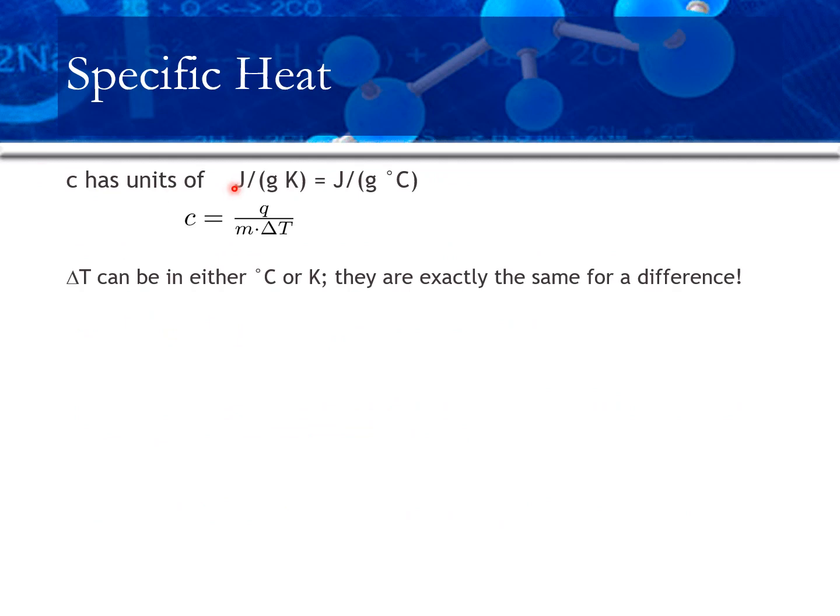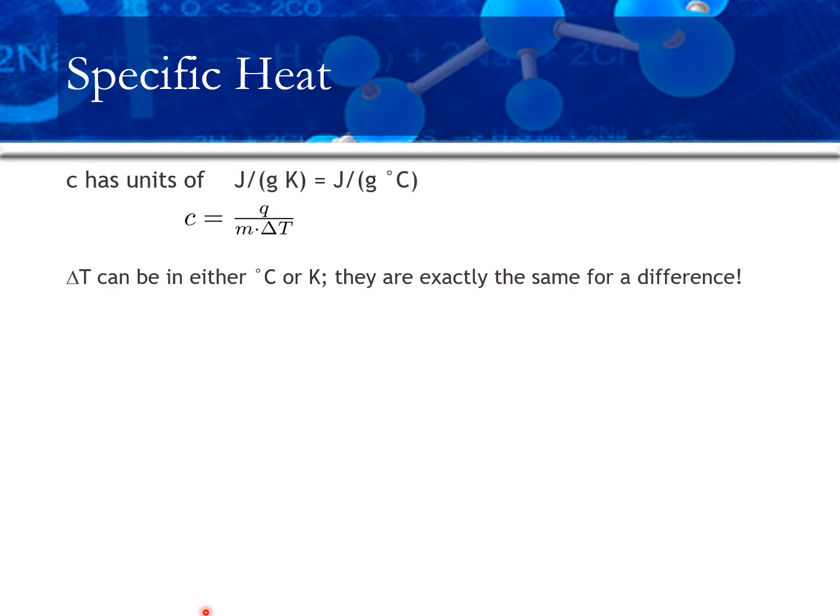So we know it has units of joules per gram Kelvin by the definition, and that's the same thing in this case as joules per gram degree Celsius. Here's an equation for the specific heat. It's the heat per unit mass per temperature change. So joules per gram Kelvin, or joules per gram degree Celsius. And it's worth thinking about this just a little bit. Whenever you calculate a change in temperature, you can use either degrees Celsius or Kelvin interchangeably. They give you exactly the same thing.